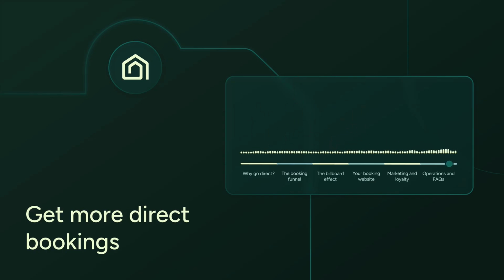Fifth, will dynamic pricing hurt my occupancy rate? It typically improves it. Lowering rates during low demand periods attracts guests who would otherwise book elsewhere, while maximizing revenue during high demand periods ensures the best return on your booked nights.